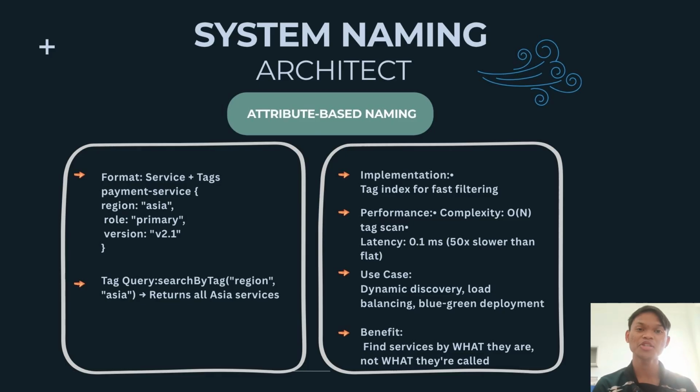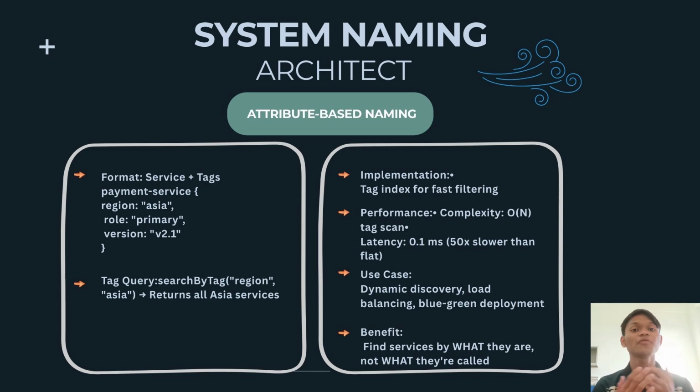The third scheme is attribute-based naming. Instead of knowing the exact name, you can find a service by what it is. For example, a payment service with tags like region equals Asia and role equals primary. You can then query using search by tag to find all services in the Asia region. In our test, it returned one service.